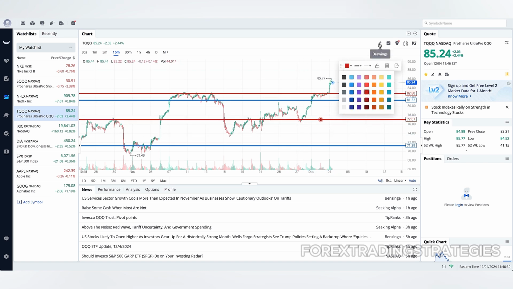For beginners and casual traders, however, Webull remains a strong contender due to its affordability and accessibility.